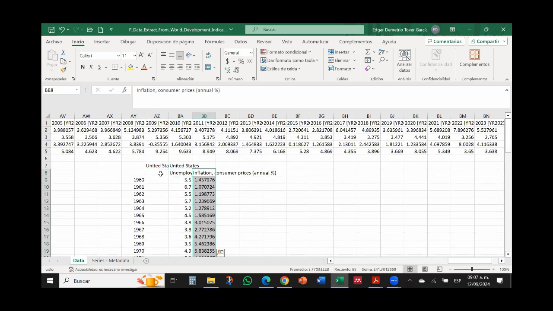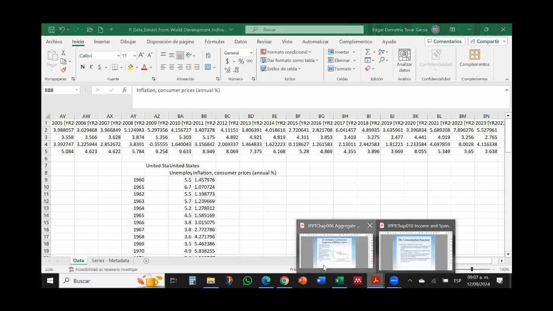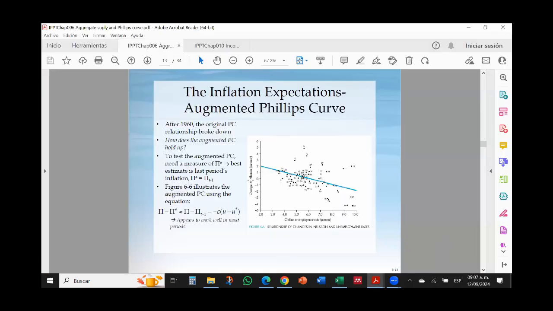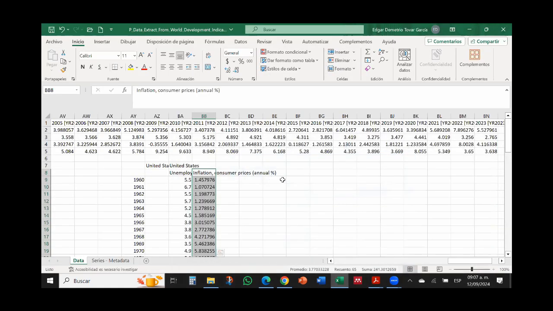Can you please go slower, please? Yes. I'm doing exactly the same, just for the case of the United States, because I would like to get exactly what is in your textbook, something that should be looking like that in favor of the Phillips curve. What I have been doing, because I don't know exactly how to say that in English, is transponer, to transpose the rows of information into columns.